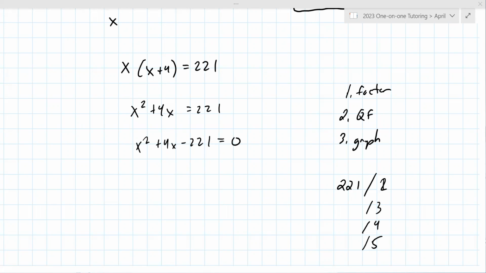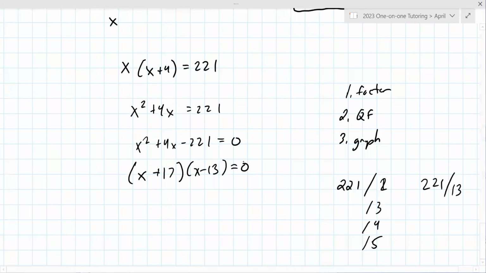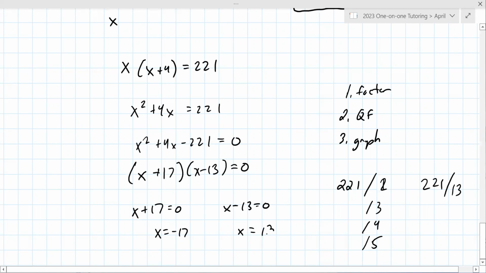Well, I got up to 12 and none of them work. Go to your next one more. You're almost there. 13 and 17 work. So it's x plus 17, x minus 13 equals 0. And then you set each of those equal to 0: x plus 17 equals 0, x minus 13 equals 0. x is minus 17, x is 13. So we use the positive one.